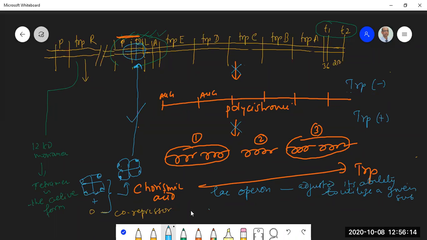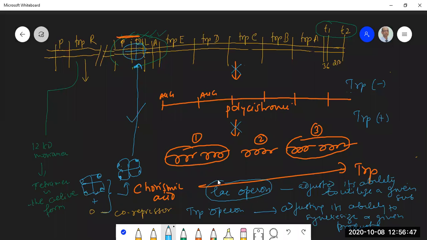And what is happening in case of trp operon? Trp operon is a repressible operon. Okay, and bacteria is adjusting its ability to synthesize a given product, right? So this is the basic difference between the two. Lac operon, please remember, is an inducible operon, and trp operon is a repressible operon.